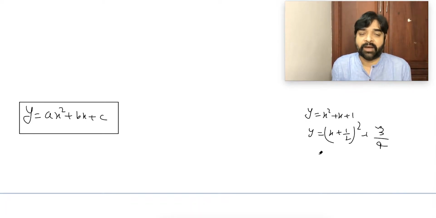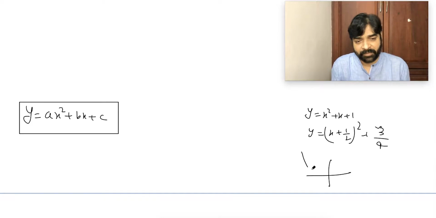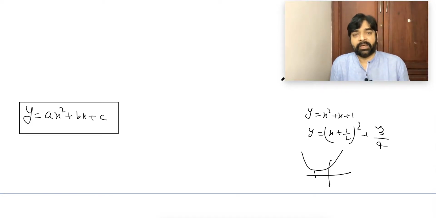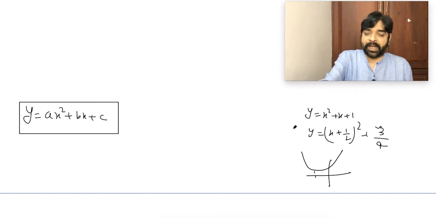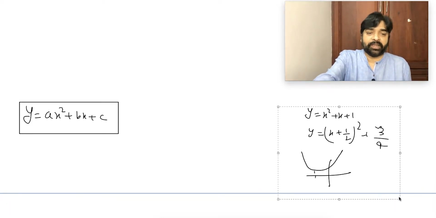We will draw the basic graph y equal to x square, then shift 1 by 2 unit towards left, then 3 by 4 unit towards up. I hope all of you remember. Graph method 1 and method 2 we can apply, and answer will come and something like this graph will appear. But we are not going to use this way, because every time we are not going to spend that much time for drawing the graph.